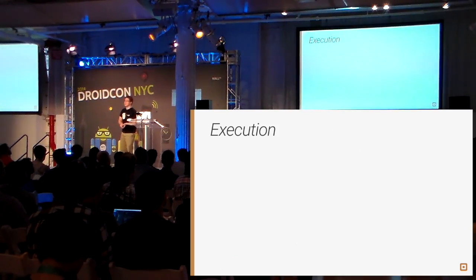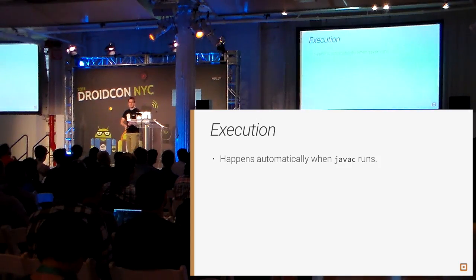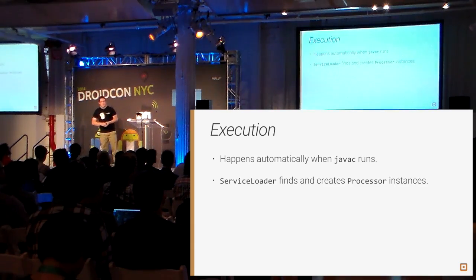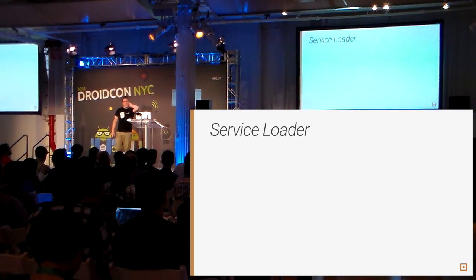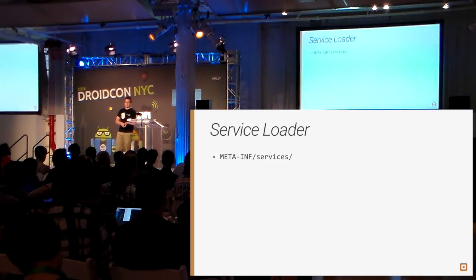So how does this get executed then, since there's no longer a standalone tool? Like I said, it happens automatically inside of javac. There's nothing you have to do to opt into this. Simply by having an annotation processor as part of your build, it's going to be run. Inside of javac, which is just Java code, javac is written in Java, there's a thing called ServiceLoader, which knows how to find and create the instances of these processors. And so that means we actually have to tell ServiceLoader that we are an annotation processor.